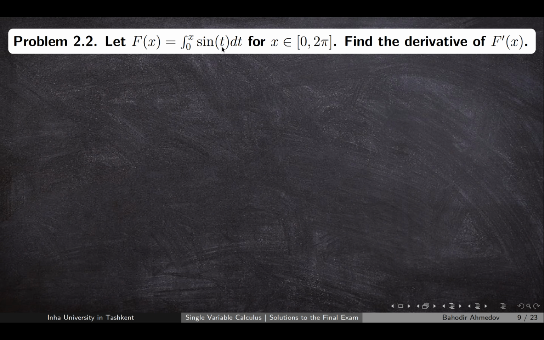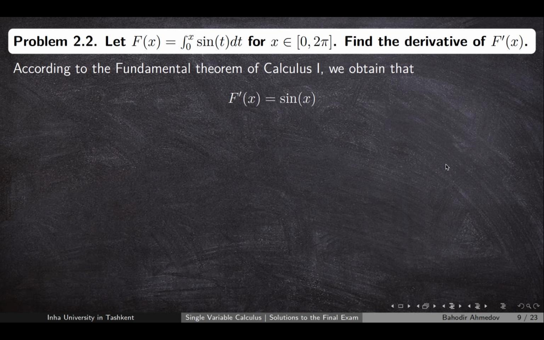So x is not inside this function. x is on the border of the integration. We need to find the derivative of f. According to the fundamental theorem of calculus 1, the derivative of this function is simply the function which is inside the integrand. If the argument of the function is on the border of the integration, then the derivative of this function is going to be simply the integrand with respect to this argument, sine of x. You can check it by integrating this function as a definite integral, and then taking the derivative with respect to x, you're going to get the same answer, sine of x.